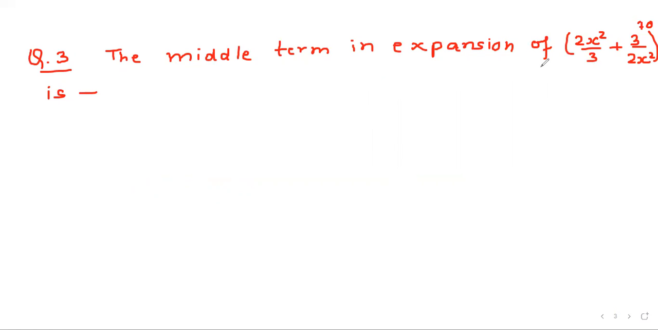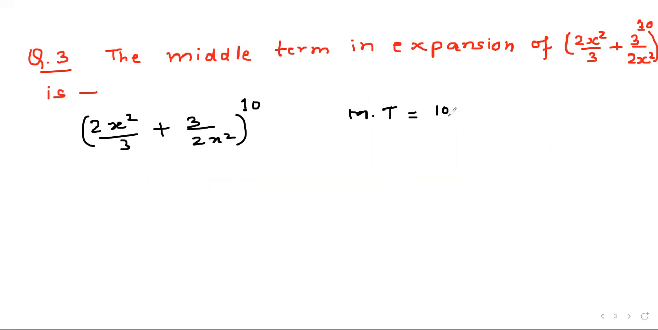Now consider the next question. The middle term in the expansion of (2x squared by 3 plus 3 upon 2x squared) whole power 10 is equal to. So (2x squared upon 3 plus 3 upon 2x squared) whole power 10. Here the power is 10, which is even. So the middle term will be the (10 by 2 plus 1)th term, that is the 6th term.